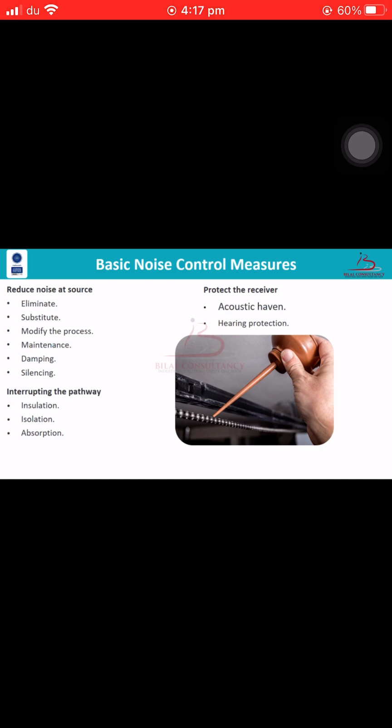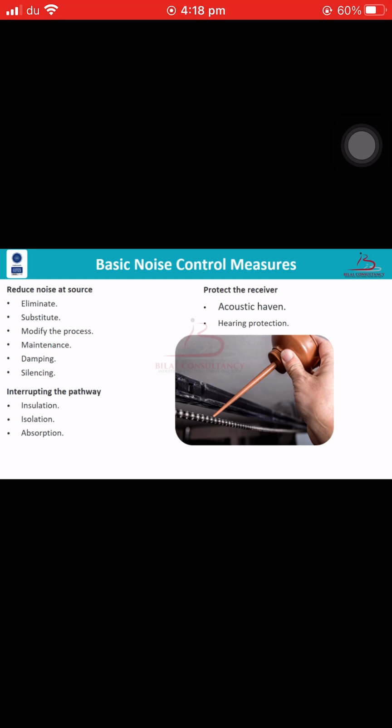Damping is basically providing damping mats for the machinery which is producing noise. For example, if a machinery is placed on the damping mats, those damping mats will absorb all the noise generated from that machinery. And in the last, we can also provide a silencer. As you can already tell from the word silencer, if we connect it to any kind of machinery which is producing high noise, that silencer will just silence that noise.